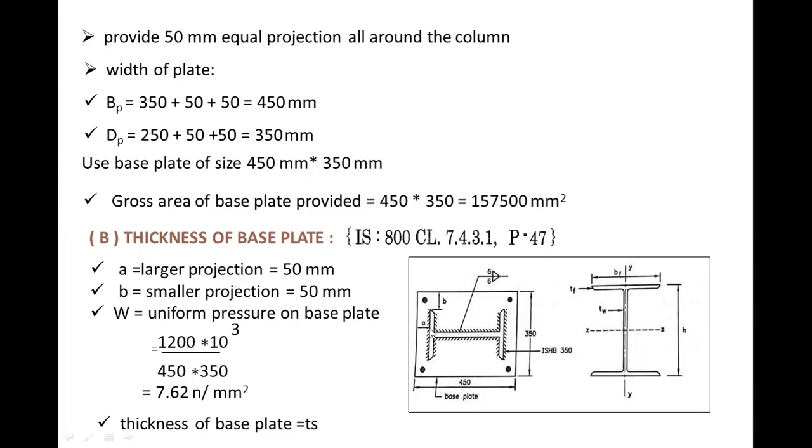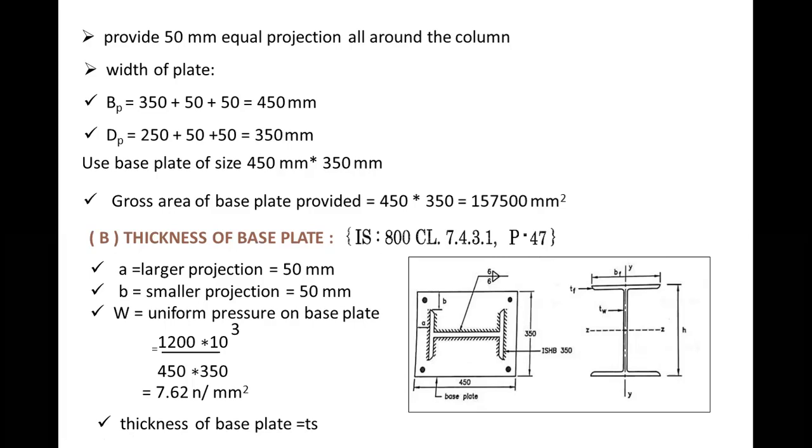So here it means that at the same distance, A is equal to 50 mm on both sides, and B is equal to 50 mm on both sides. So all around the column, 50 mm equal projection is provided.